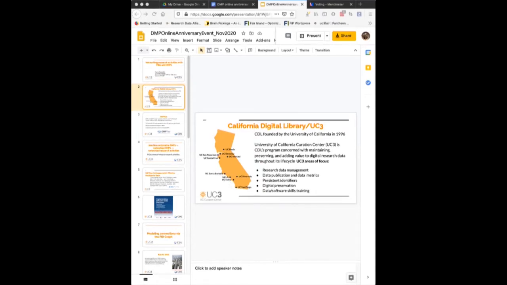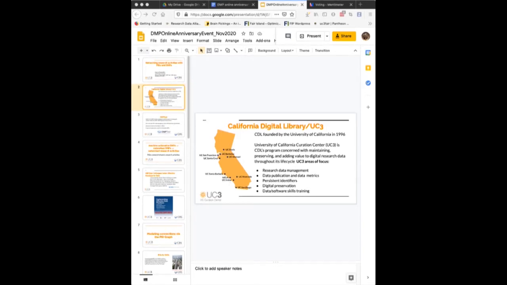So CDL is part of the University of California system. We work with all of the University of California campuses, but we also do a lot of work internationally with partners like DCC. So UC3 works in a few different areas. We do a lot of work in research data management, like the DMP tool. We also do work in data publication and data metrics with Dryad and Make Data Count. We do a lot with persistent identifiers, digital preservation, and also data and software skills training in the form of Library Carpentry.